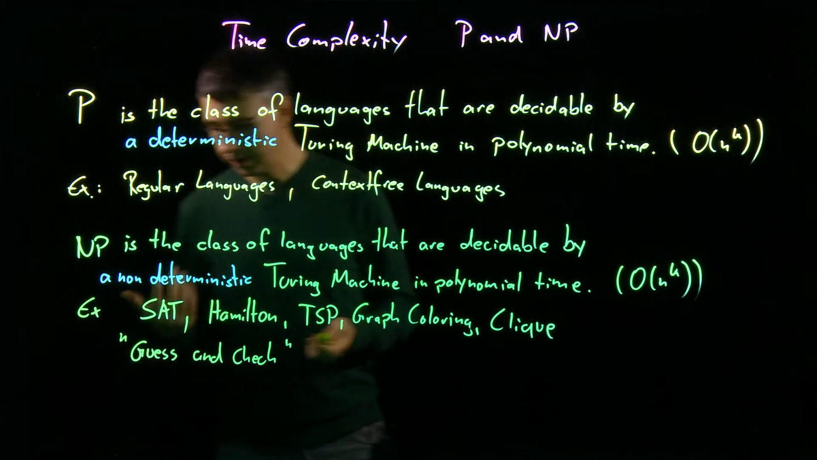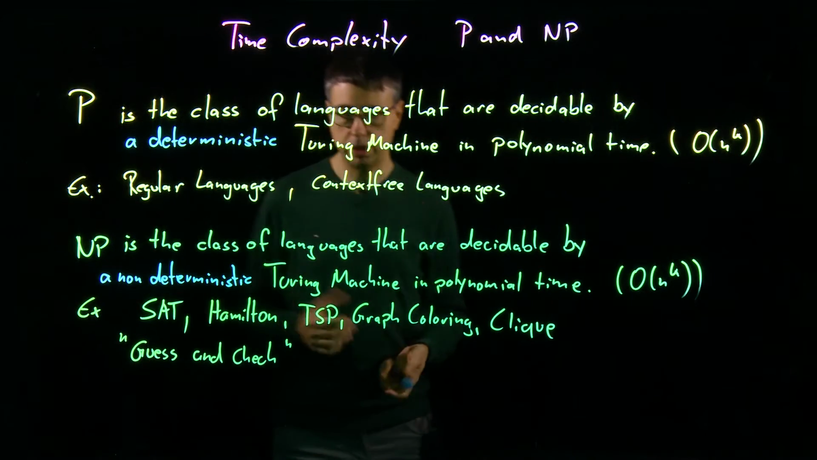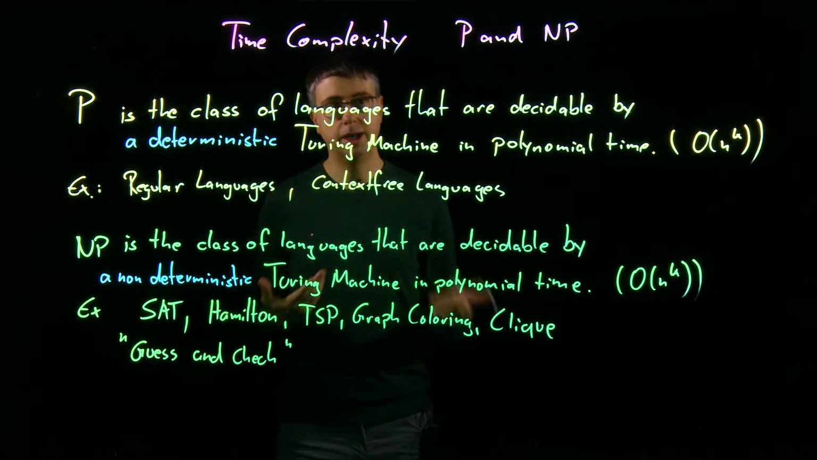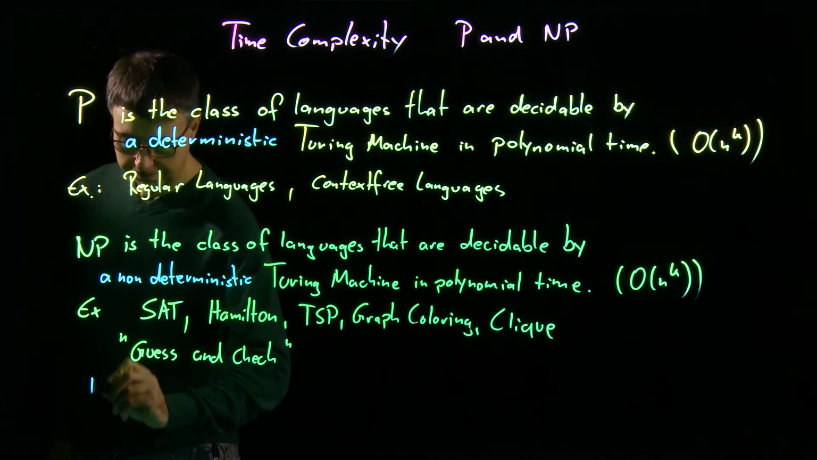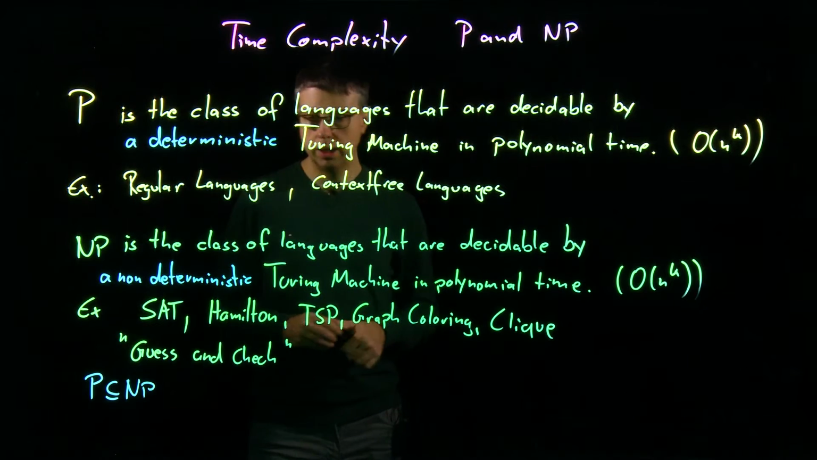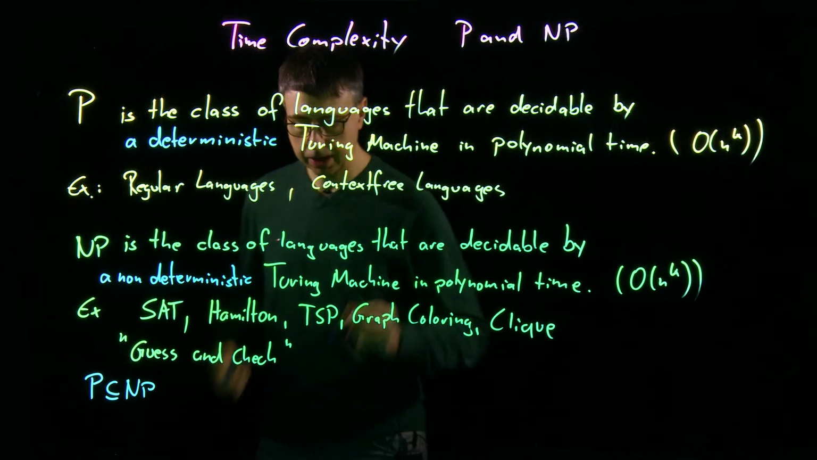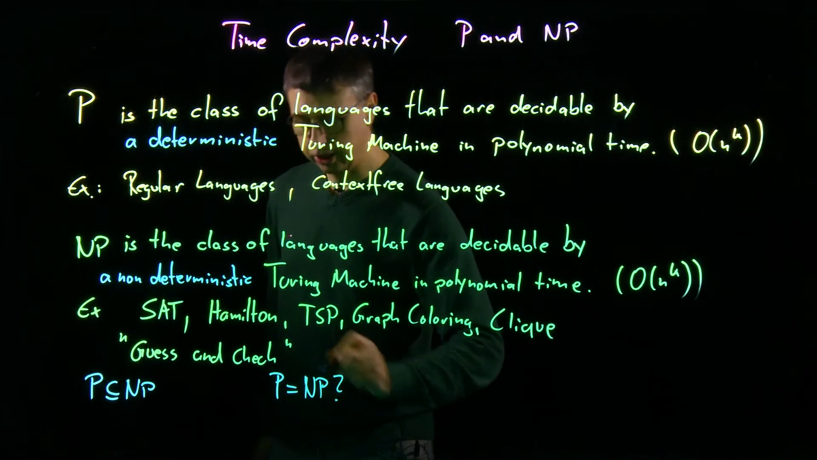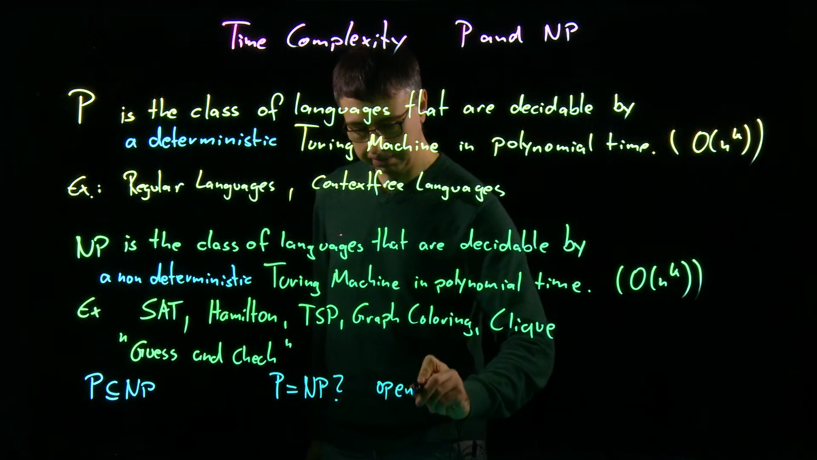Now, apparently, every deterministic Turing machine is also a non-deterministic Turing machine. So we know that all the languages that are decidable by a deterministic Turing machine are also decidable by non-deterministic Turing machines. So it's clear that P is a subset of NP. That's clear. However, the open question is whether P equals NP. This is actually an open problem, something nobody knows so far. This is open.